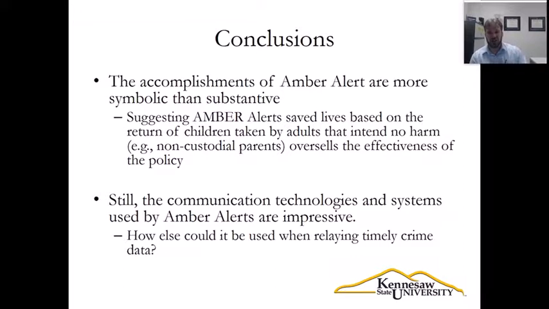Still, the communication technologies and systems used by Amber Alerts are very impressive, right? They can push them out to all sorts of notification systems to get them out to everybody. So this is a good technology. I think it's interesting to see if there are possibly better ways that we can use it to notify people about things like this, and take it beyond the scope of just missing children. How else could it be used? Relaying timely crime data to people could be helpful.